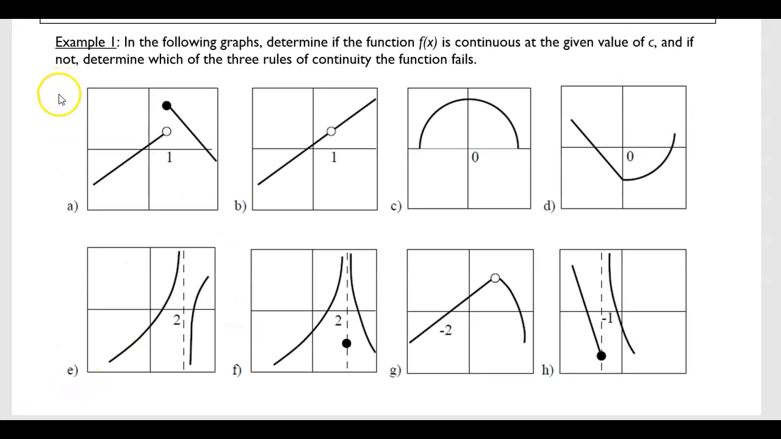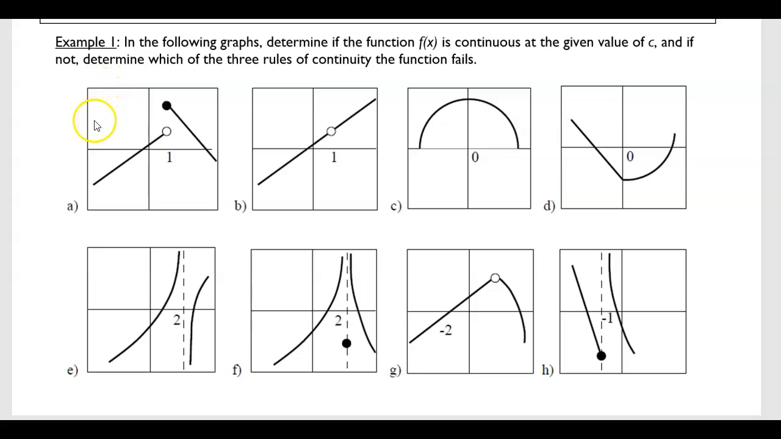In example 1, we will decide in these graphs if the function is continuous at the given value of c, so the place marked on the graph, and if it's not, we're going to determine which of those 3 rules of continuity the function fails. So remember, number 1, the function has to be defined, number 2, the limit exists, and number 3, those 2 things match up. We're also going to add another layer here, and we're going to classify as removable, jump, or infinite discontinuities if we have them.